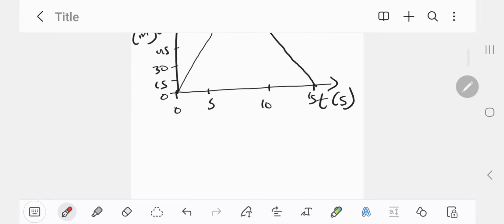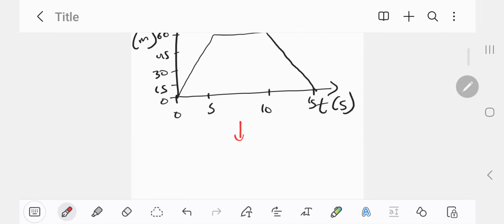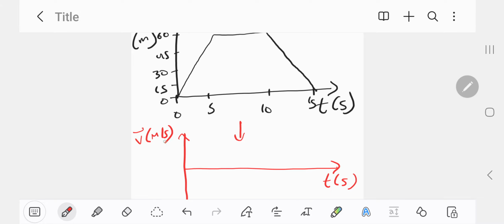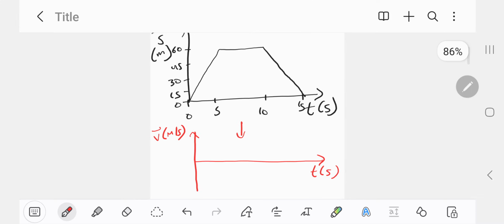I want to go from this to a velocity time graph. Time, once again, is on the x-axis. Velocity, meters per second. Now, first things first, you break this graph up into segments, into the shapes that you can see. So you can see there's a triangle there. Let's call that area 1, rectangle, area 2, and another triangle, area 3.